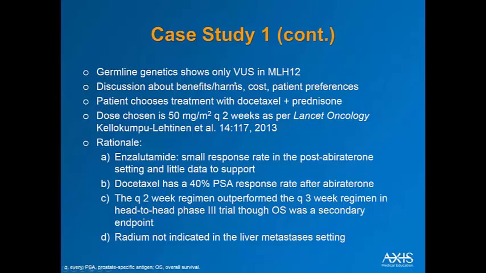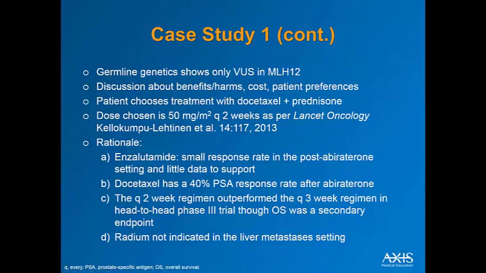He's got a VUS in MLH, says 12. I think that should be MLH1. But the bottom line is that a variant of unknown significance doesn't mean much. So we're trying to figure out what to do and the cost and the patient preferences and benefits and the harms of therapy.